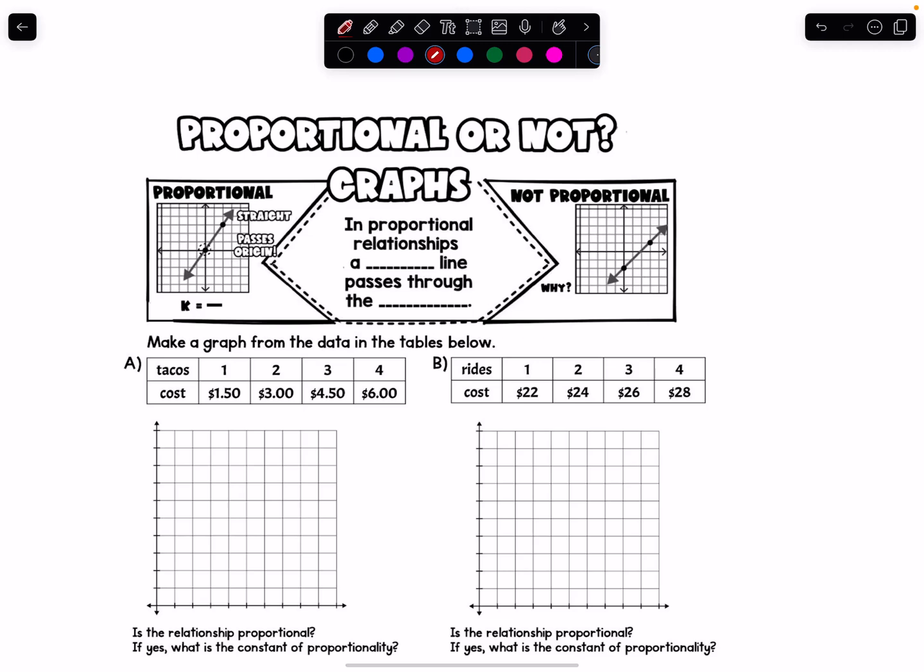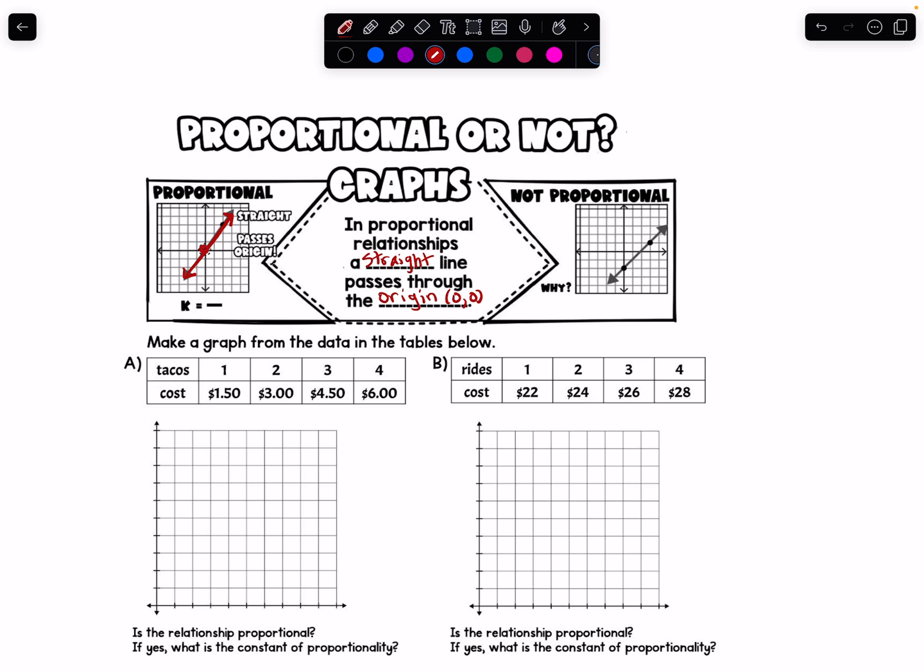Okay, we're continuing with proportional relationships and talking about how to tell if relationships are proportional from looking at their graphs and equations. So a graph needs to have two things to be proportional. It needs to be a straight line, and it needs to go through the origin, which we know is the point 0, 0. So over here we see this one qualifies. It's a straight line, goes through the origin of 0, 0.